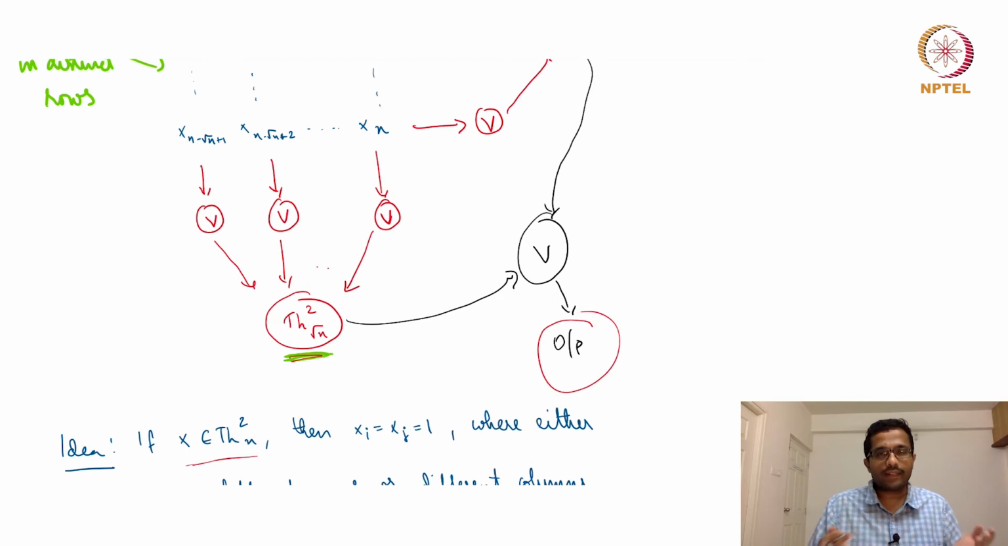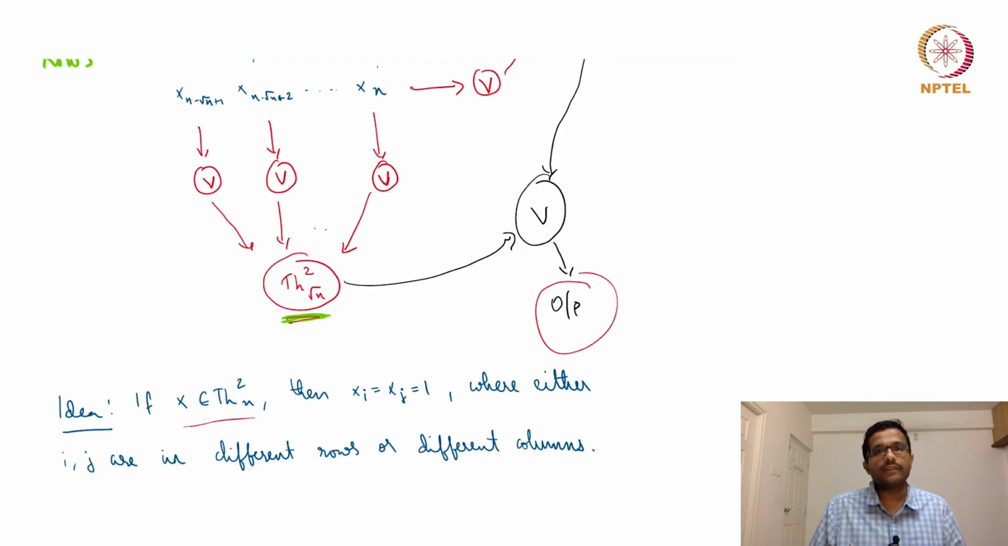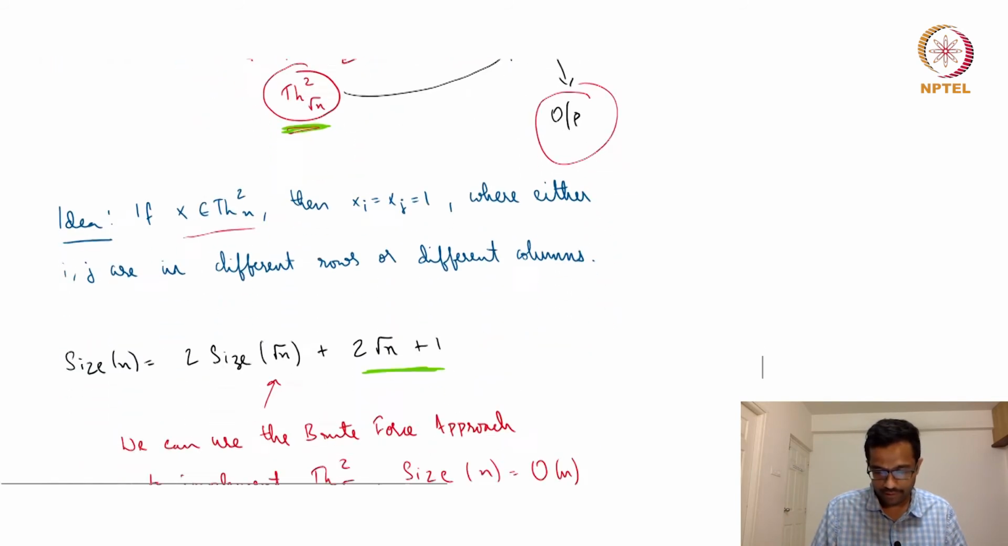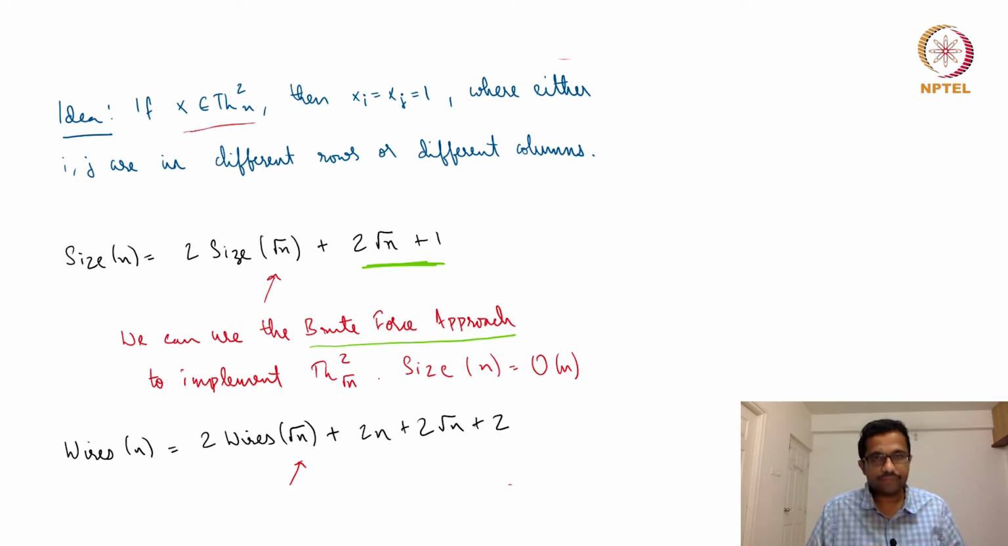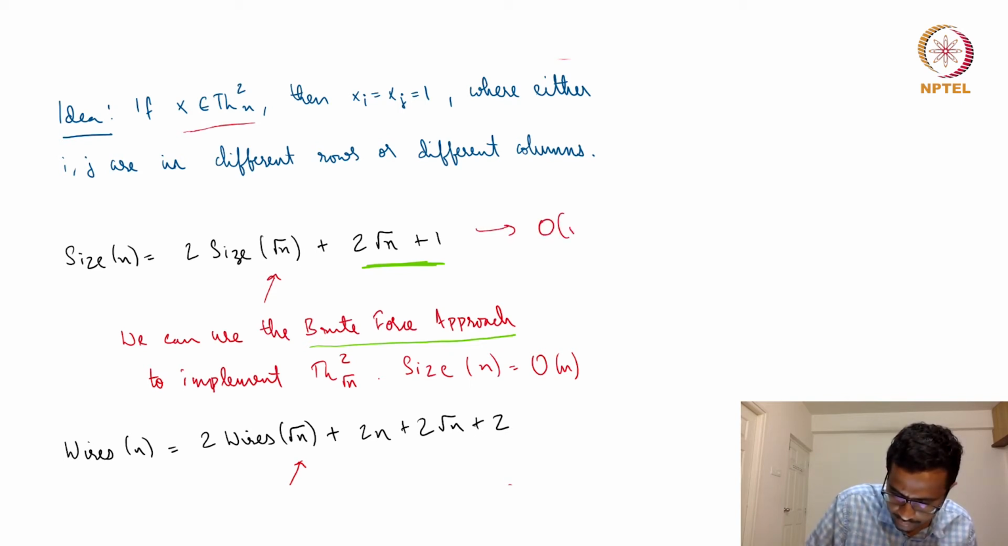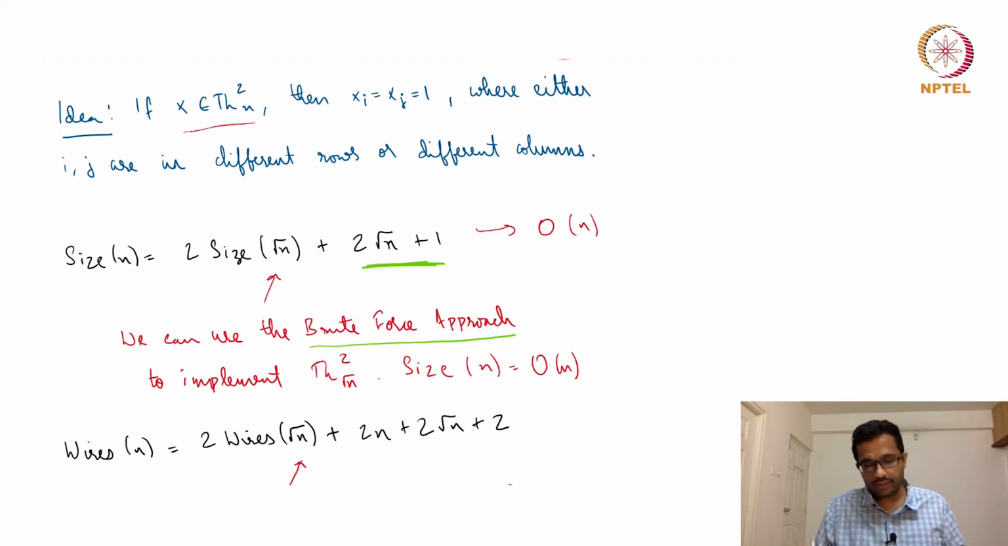But that is when there are n bit inputs. So when the inputs are square root n bits, then the brute force approach will give us a size of order n, right? Which is what I have written here. If we can use the brute force approach to implement the threshold function on square root n input bits, that will make size of square root n to be order n, and overall this function will also be order n. The size of this circuit will be order n.